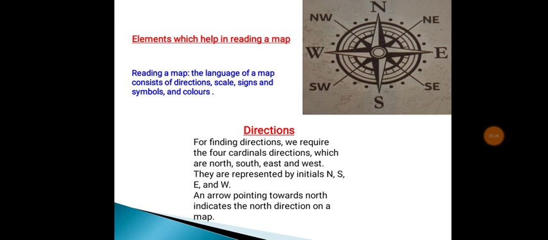Now, which are the elements which help us in reading a map? The language of a map consists of direction, scale, signs and symbols and colors.